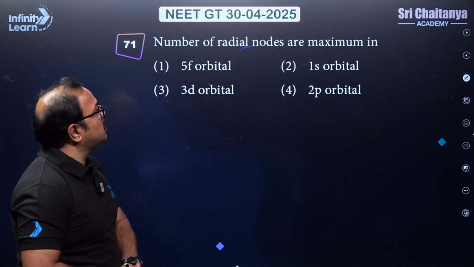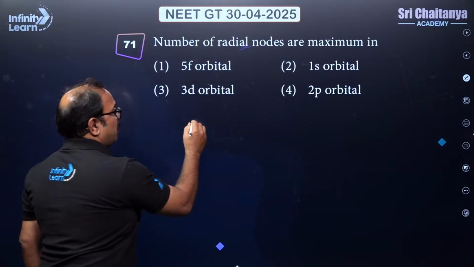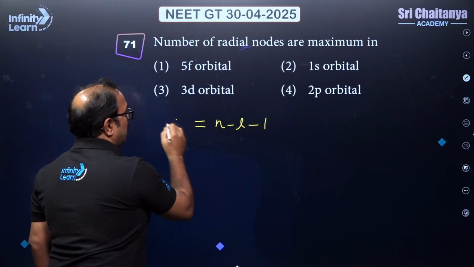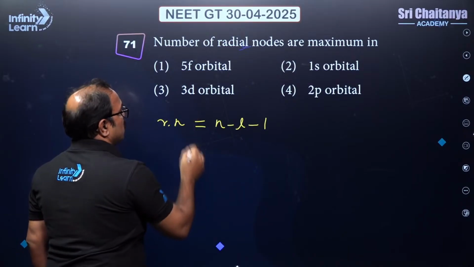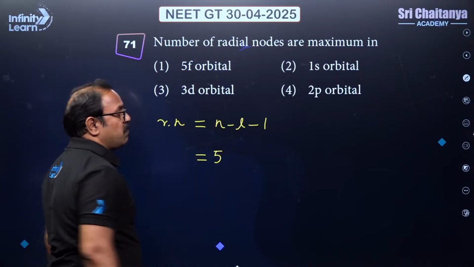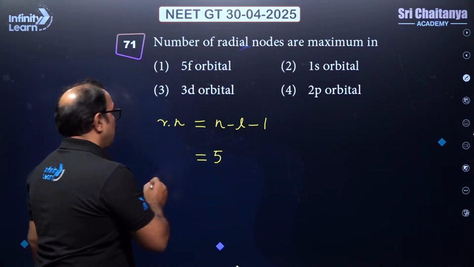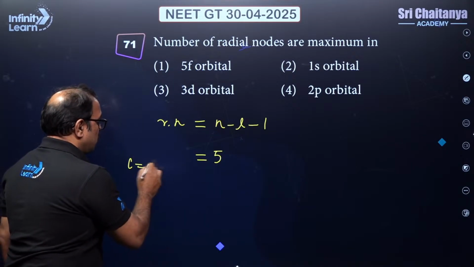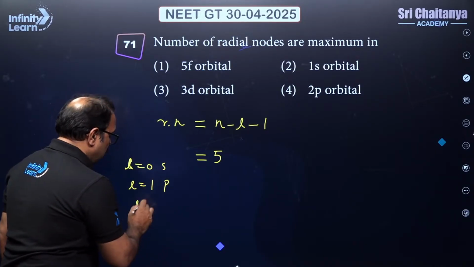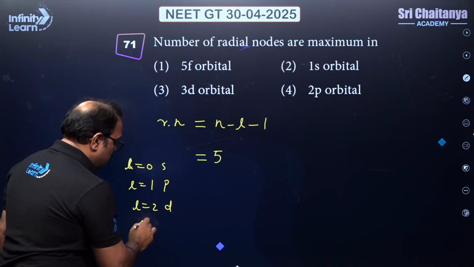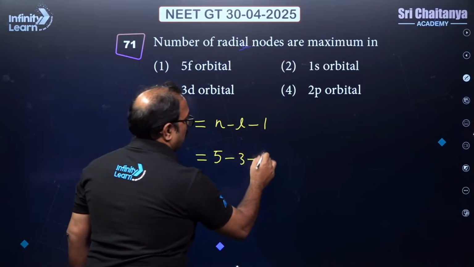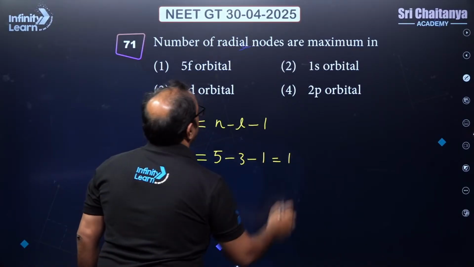Number of radial nodes maximum. You know, the number of radial nodes can be determined from the expression n minus l minus 1. Let us apply it in the case of the first one. The principal quantum number is given as n, and l value: l is equal to 0 is s, l is equal to 1 is p, l is equal to 2 is d, l is equal to 3 is f.